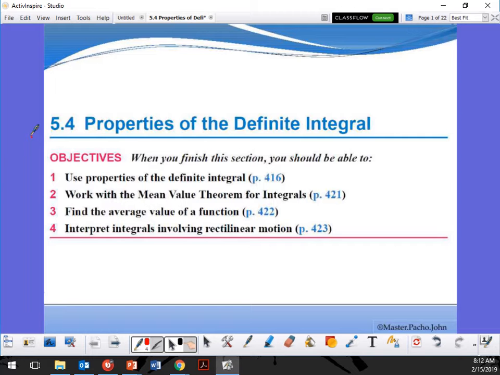Alright, properties of the definite integral. Objective: when you finish the section, you should be able to do the following. Okay, so this is actually pretty easy.